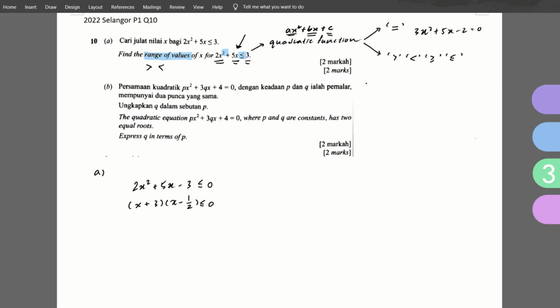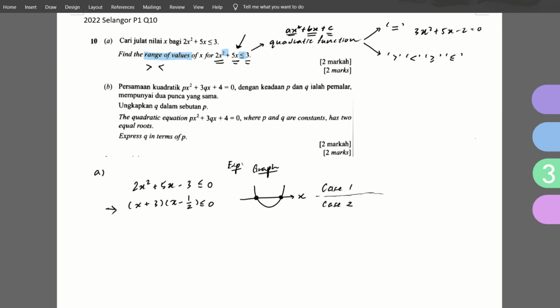Now the question is, how do we write our final answer? For inequalities, there are actually only two ways to write our answer. To explain this, I will give an example first, and I will use the graph method. Here I have drawn a curve because we are dealing with quadratic functions, and this curve intersects the x-axis at 2 points. The reason is because we found two different x values.